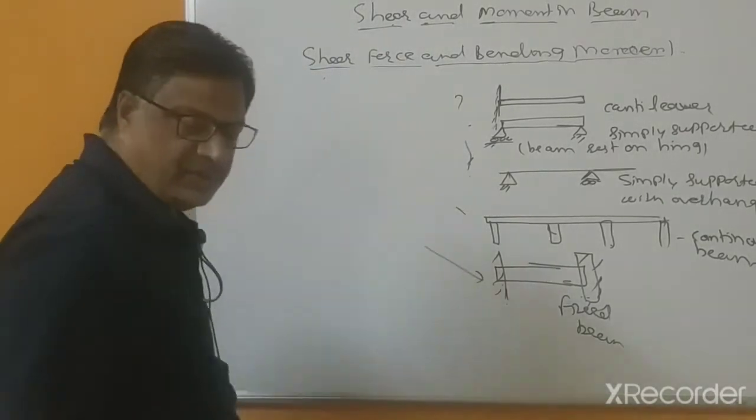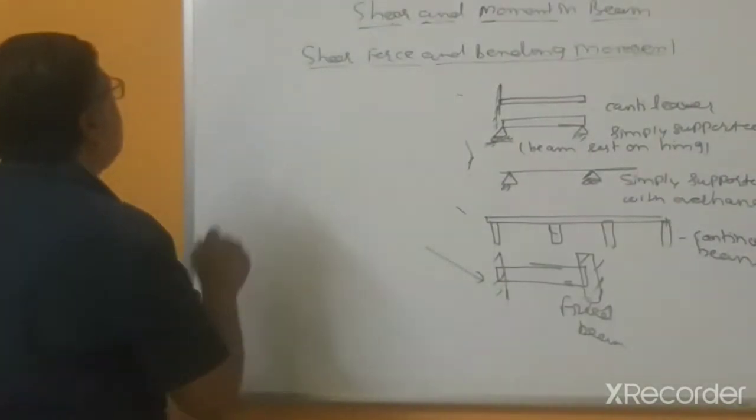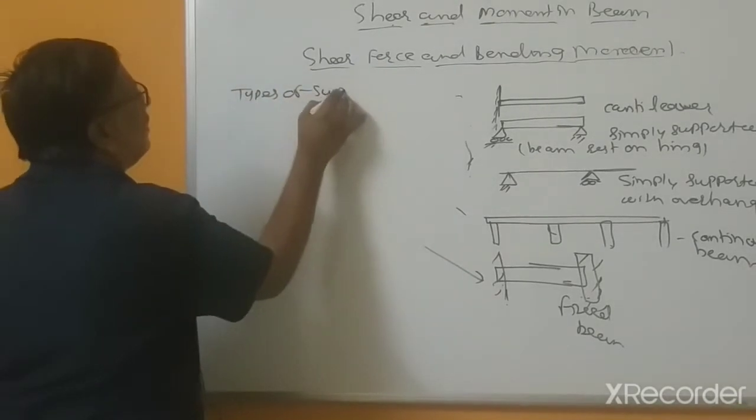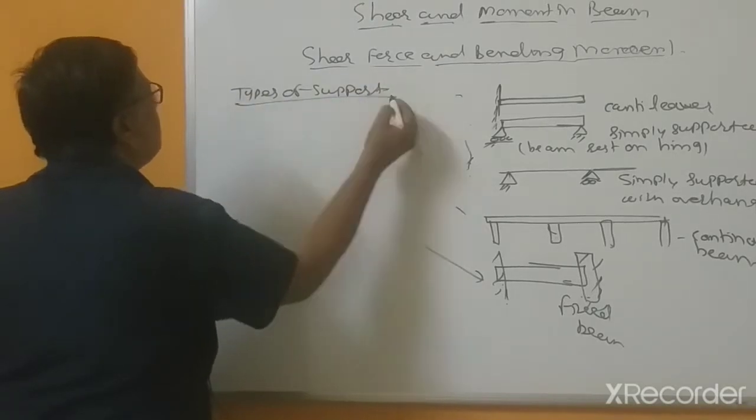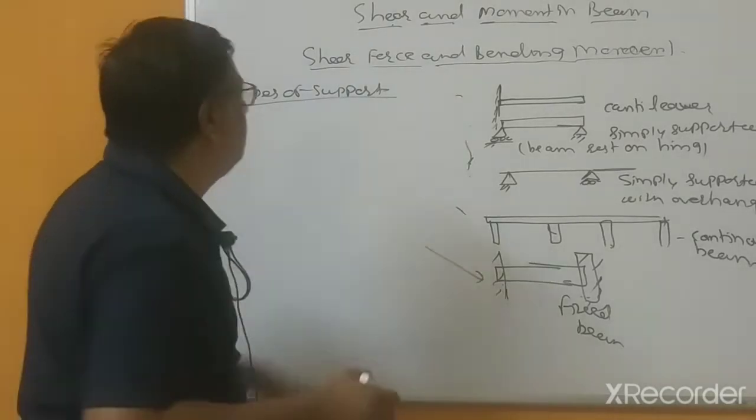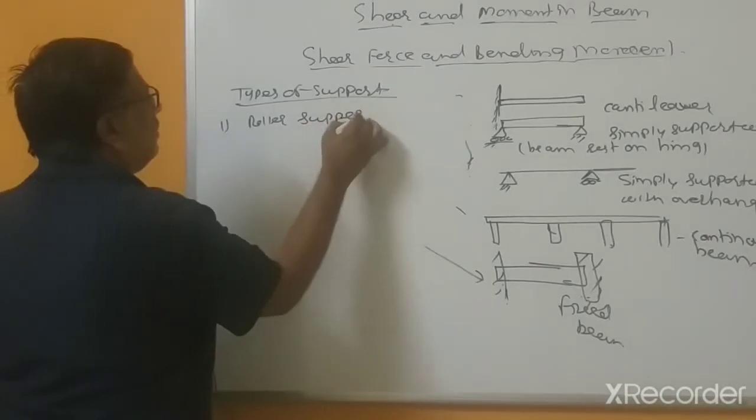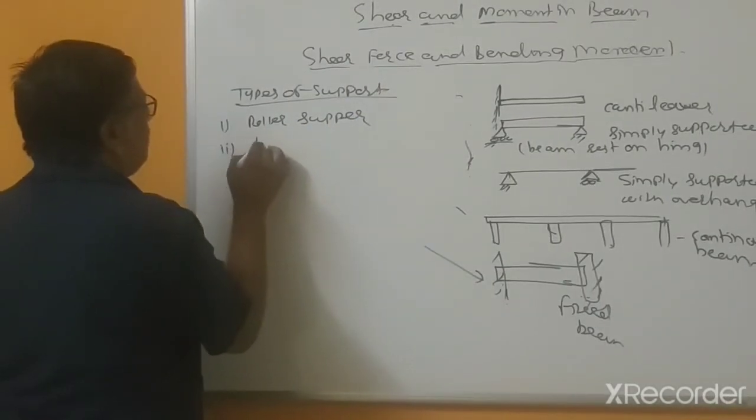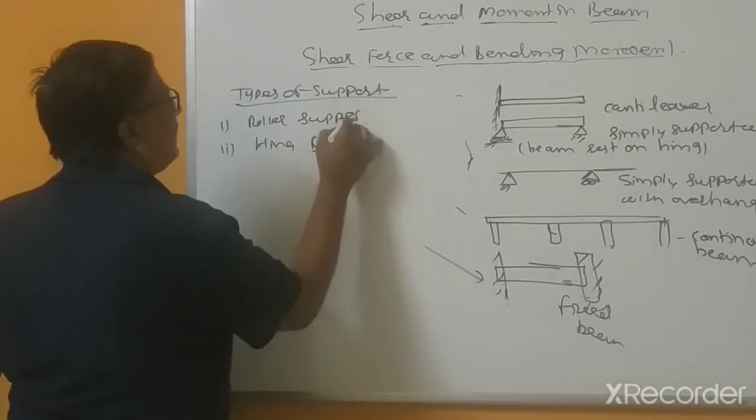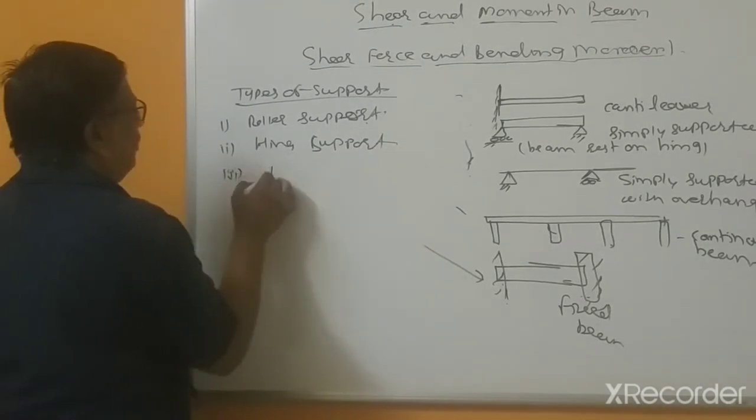So, different types of supports. Here there are three types of supports. One is the roller support, second is the hinge support, and the third type is the fixed support.